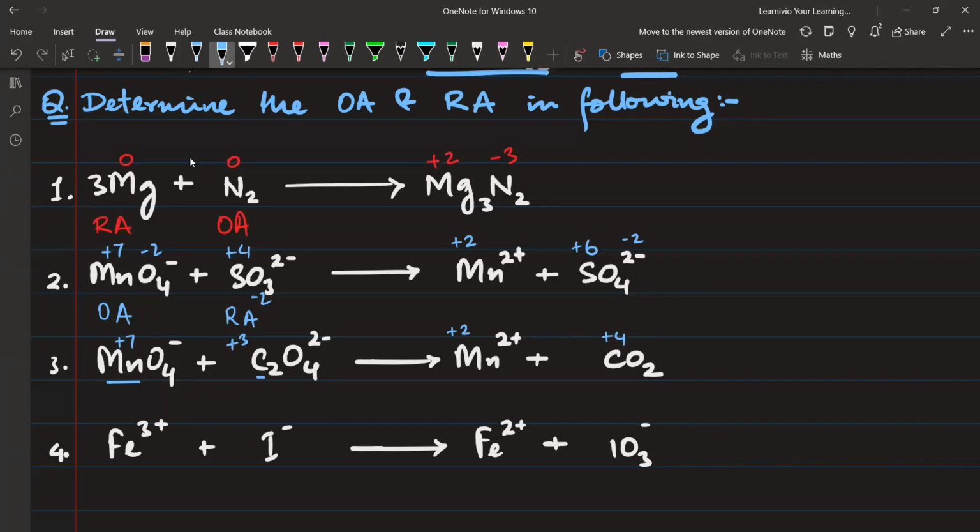Manganese has undergone a reduction, that is why it is going to be an oxidizing agent. It is being reduced, there is a decrease in oxidation state. The oxidation number of carbon has increased, that is why it is going to be a reducing agent.